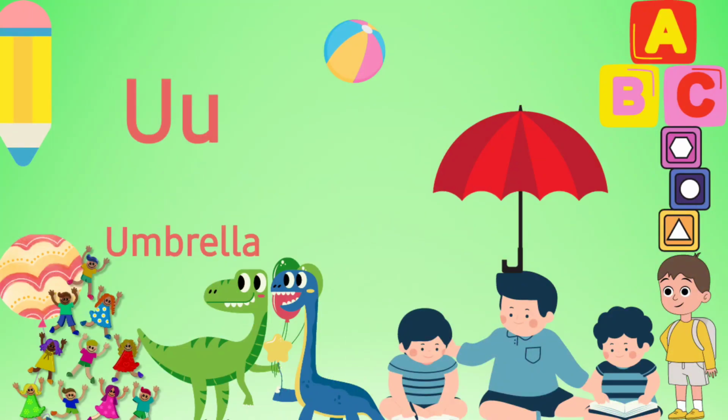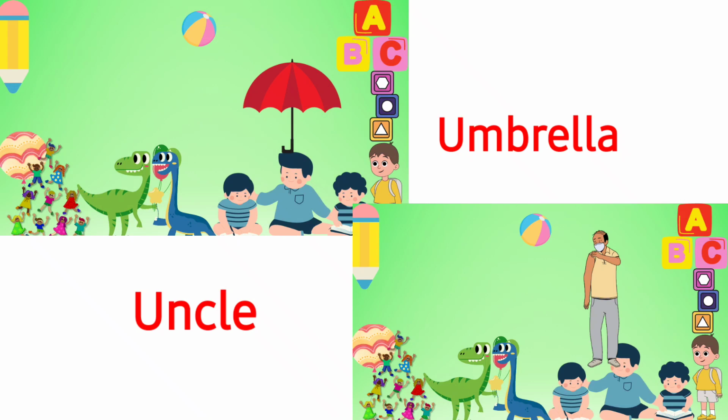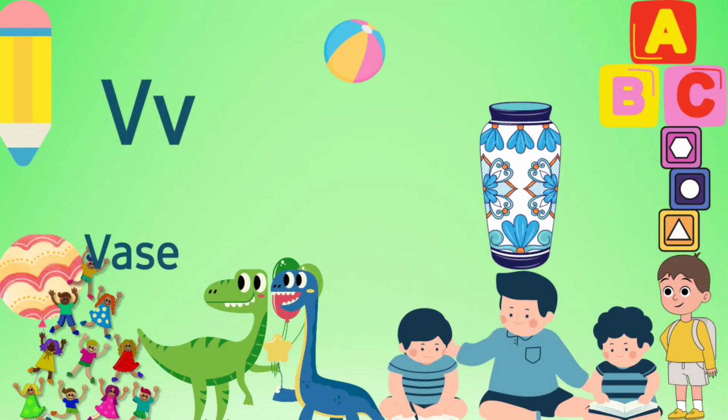U. U is for umbrella. U is for uncle. Umbrella. Uncle. V. V is for vest.